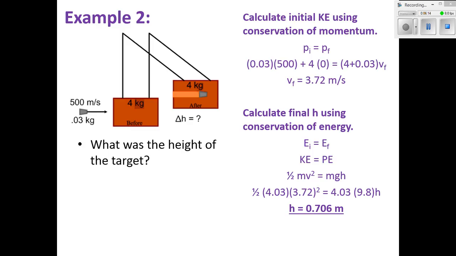And really, that's the meat of the ballistic pendulum type problems. They can only go one of two directions. You're either solving for height or you're solving for initial velocity. I hope you found this video interesting and that you've learned a little bit about ballistic pendulums and how they relate to momentum and energy conservation.